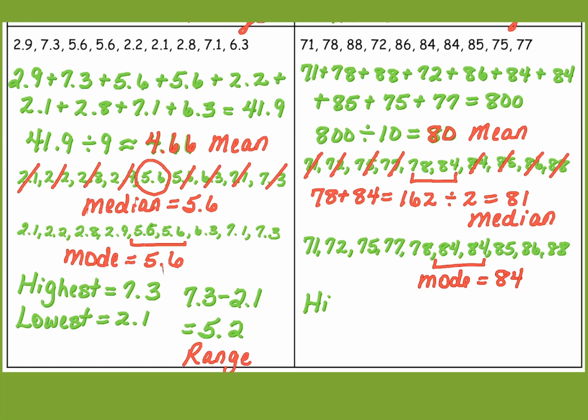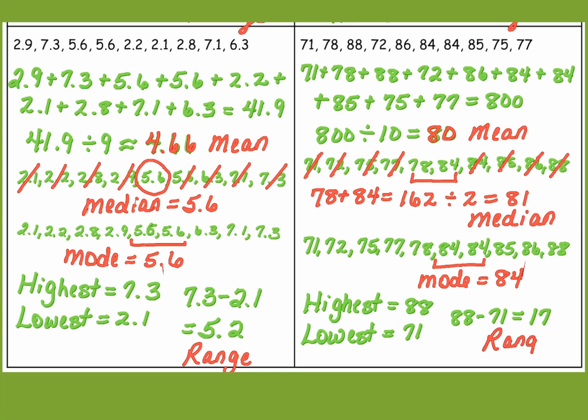Now lastly, to find the range, we need to make sure we know what the highest value is, and that value is 88. Then we need to make sure we can find the lowest value. That value is 71. So in order to find the range, we take the highest value, 88, minus the lowest value, 71, and that gives us a total of 17. So that means all of our data set is spread across 17 numbers, and that is our range.